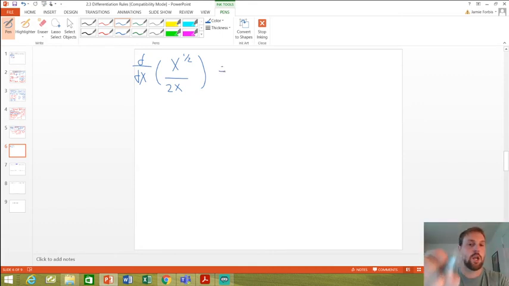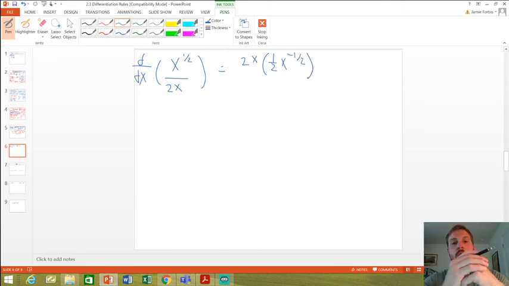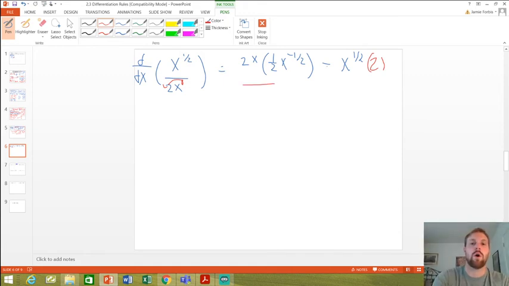So I'm going to say low, 2x, d high. The derivative of x to the 1/2 is 1/2 x to the negative 1/2. That's just power rule. Low d high minus high, which is x to the 1/2, d low, the derivative of 2x. If I did power rule with that, this is a power of 1. Remember, the 1 comes down, it's going to be just 2, and then 1 less power, x goes away. So low d high minus high d low all over low low, which is 2x squared.